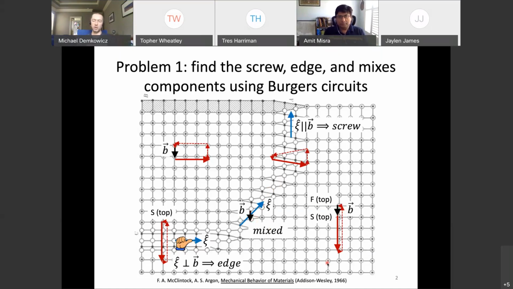So any questions about problem 1? Hopefully this is rather straightforward. And I know that most of you have probably already seen Burgers circuits. But in my experience, the way it's taught, usually you don't get told that there's this importance of the sense, that you have to do this in conjunction with your line direction. So I hope that this clarified that.